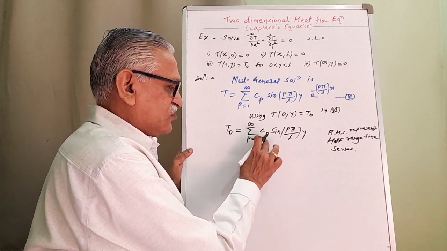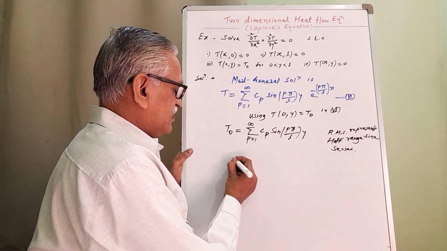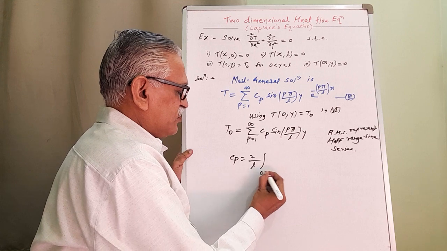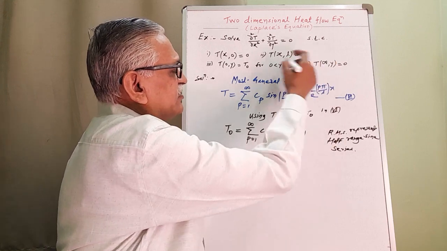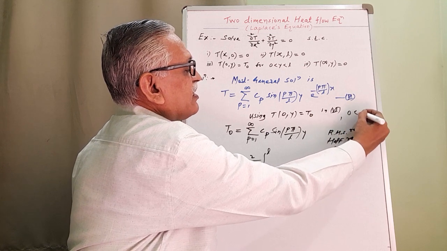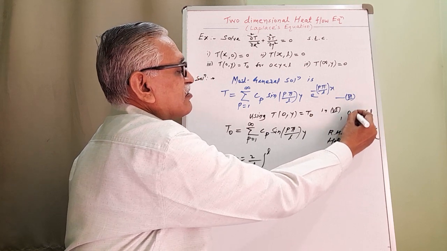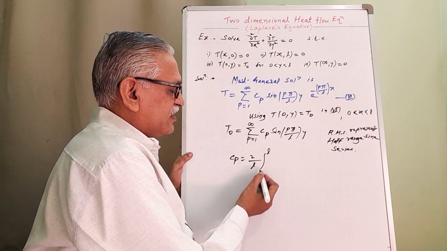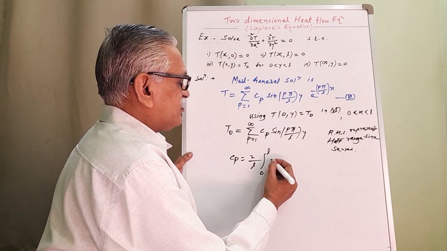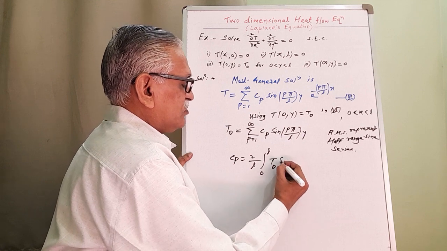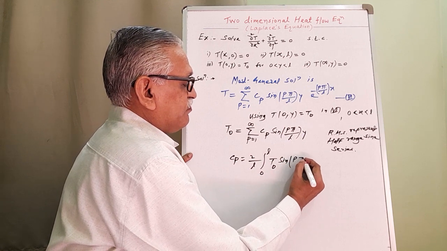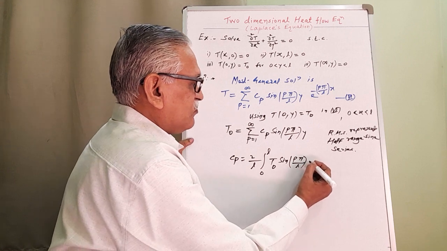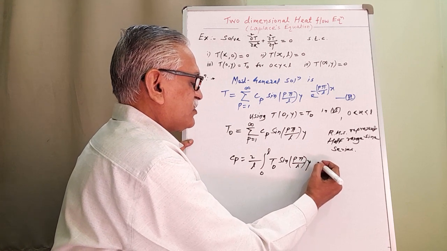And in half range sine series, this constant cp, meaning bn in that half range sine series, is given by 2 by L integral from 0 to L, and the condition is 0 less than x less than L. Therefore, that value of capital L is here small l, integral from 0 to L, f(x) is here T0 sine of p pi by L times y, and its integration with respect to y.